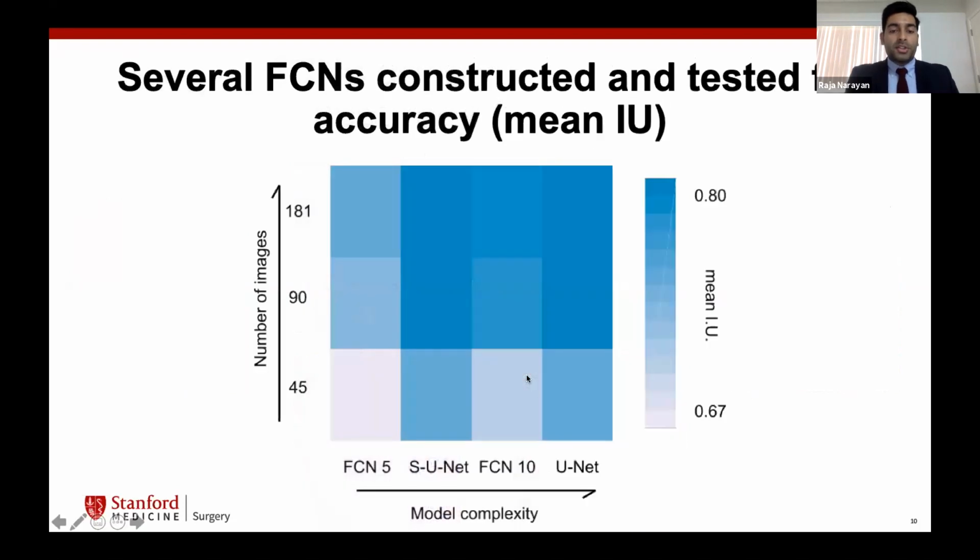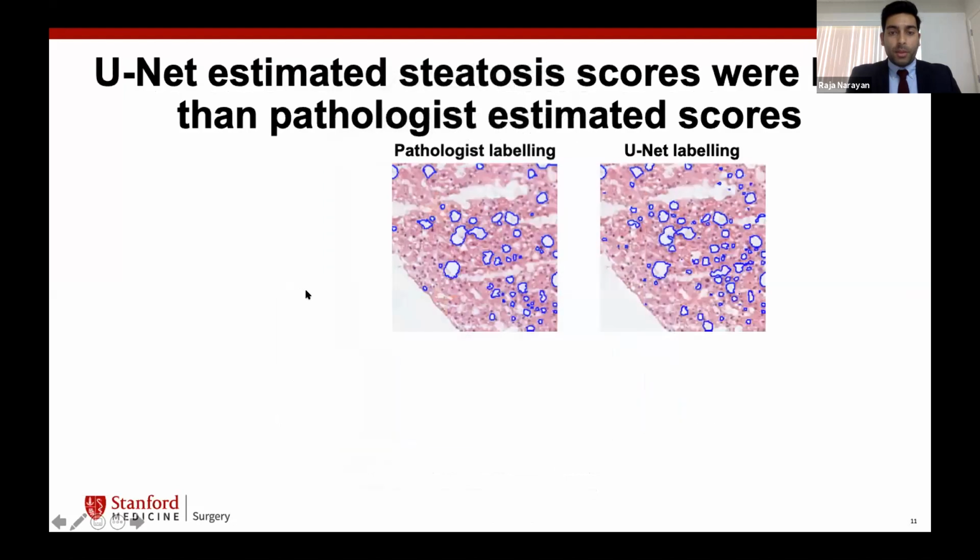We then took the models and arranged them by increasing complexity here on the x-axis from left to right, as well as the increasing number of images used to train the models here going upward. And as you can see, the shallow UNet and the UNet platform seem to achieve the peak mean intersection over union of 0.80, not just with the maximum number of slides used for training, but also with half the number at 90 as well.